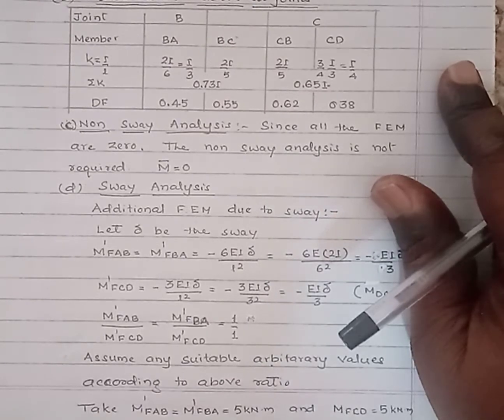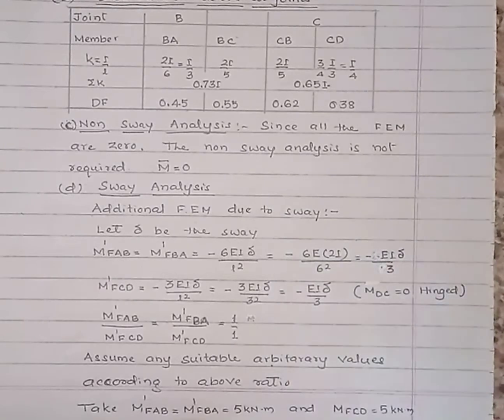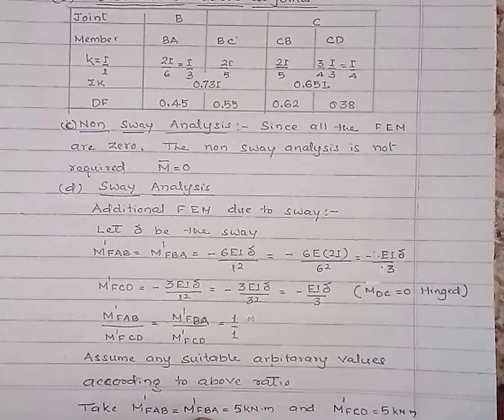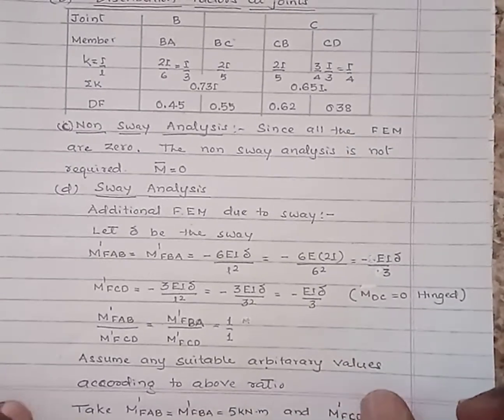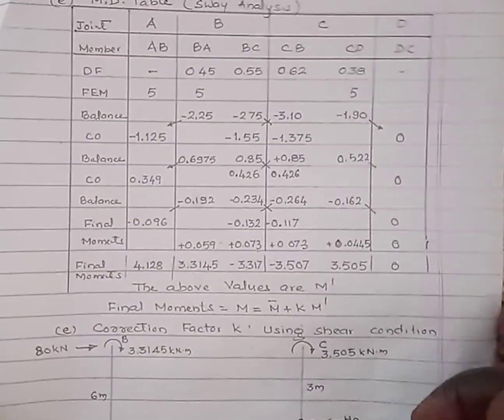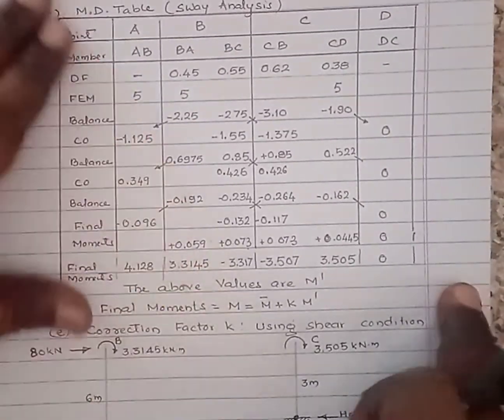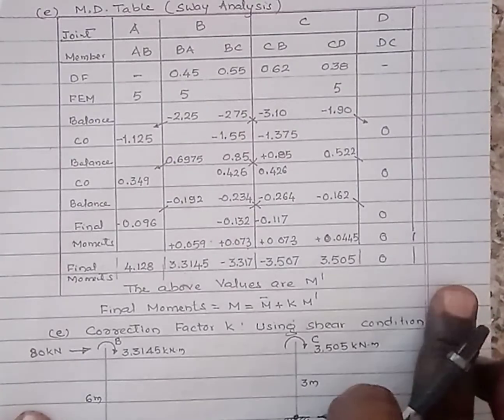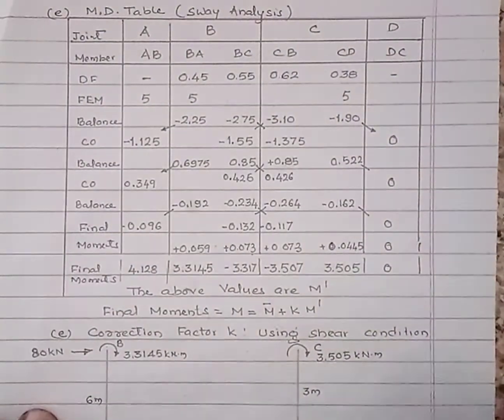Here now we will consider M dash FAB equals M dash FBA equals 5 kilonewton meter and M dash FCD equals 5 kilonewton meter. For both the vertical members, you have to consider the same moments. Then the next step is the moment distribution table for the sway analysis.